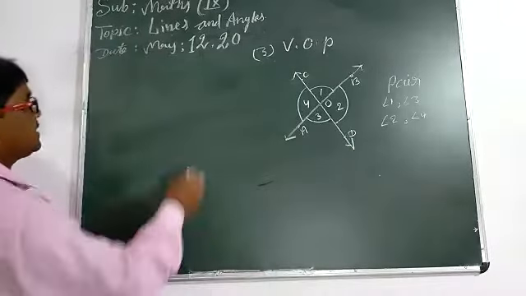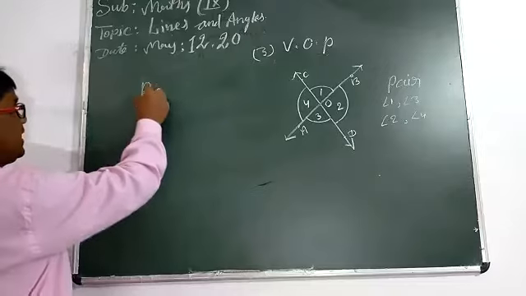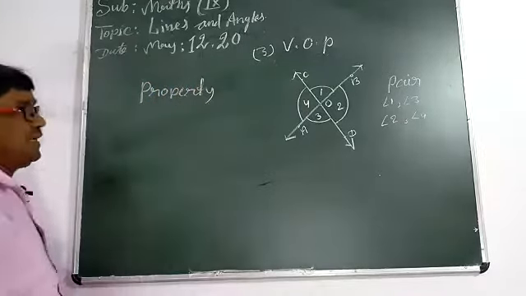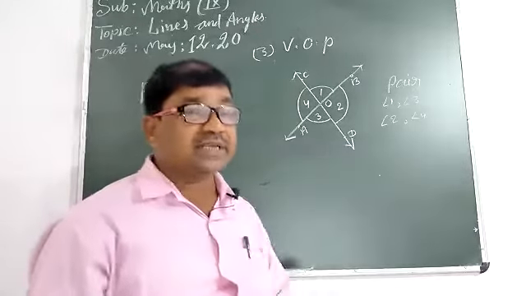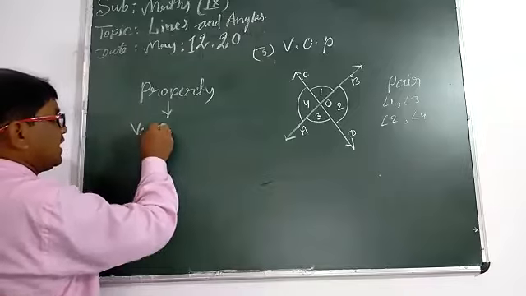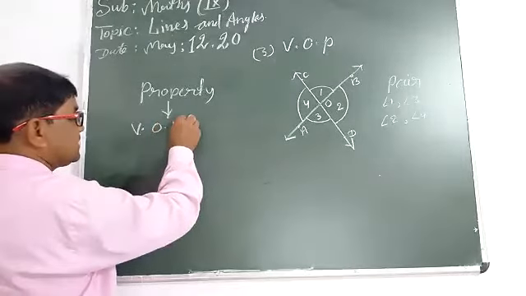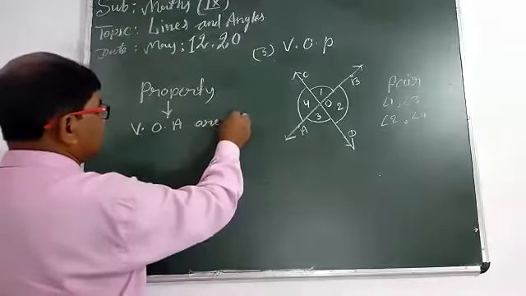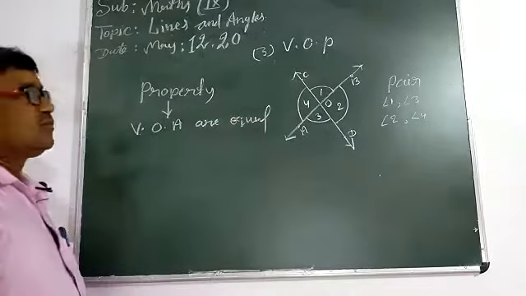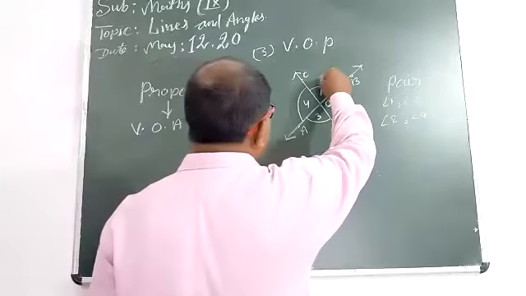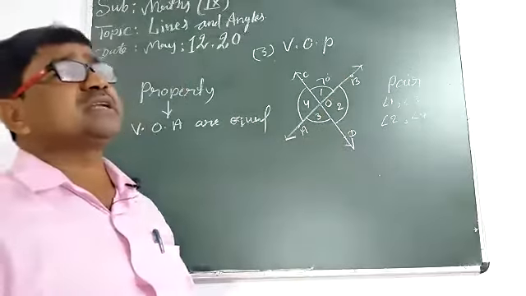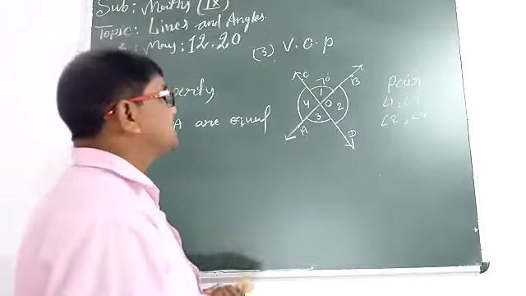Now, students, we should mind the property of vertically opposite angles. What is the property? Vertically opposite angles are equal. If the measurement of angle 1 is 70 degrees, then the measurement of angle 3 is also 70 degrees, because vertically opposite angles are equal.